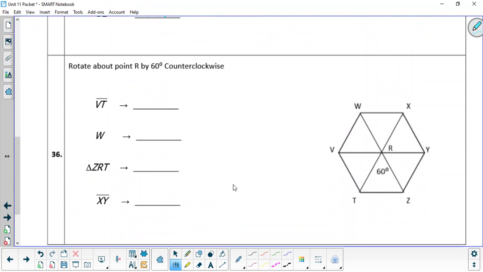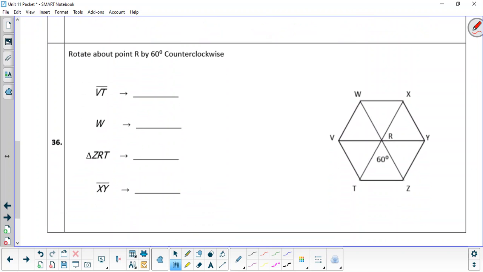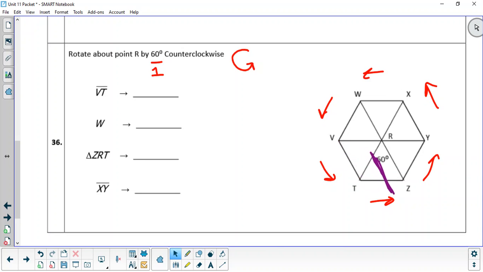And one more example I'll do with you. Here we're going to rotate about point R, and this time we're going 60 degrees, so it's just 1 turn, but we're going counterclockwise. So we're going this direction. Okay, so if we're starting with line VT, we're going to move counterclockwise 60 degrees, turns into this space, which is now line T. Then if we have point W, 60 degrees counterclockwise, becomes point V.